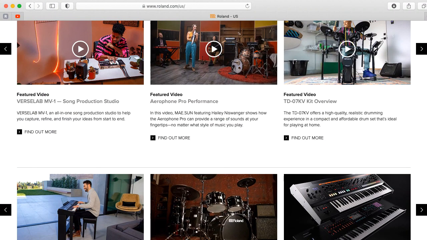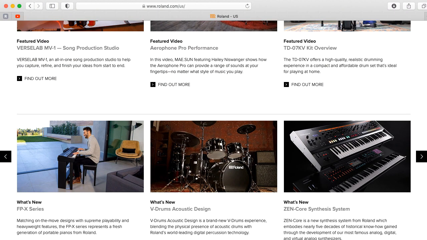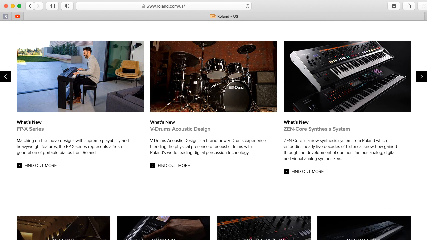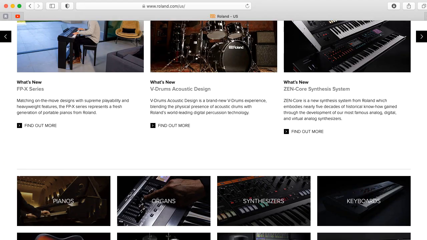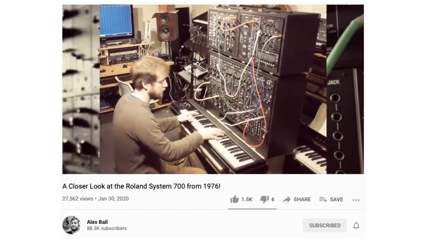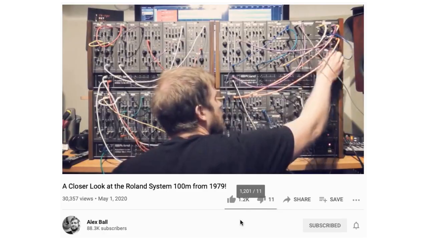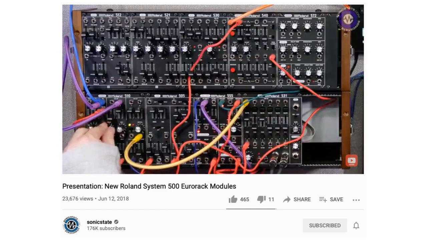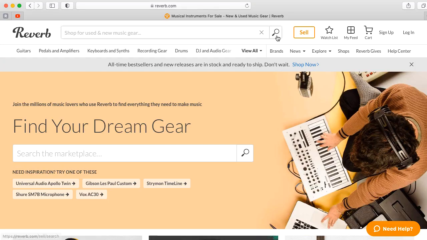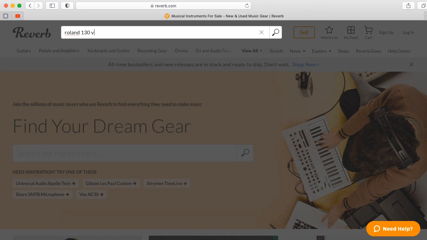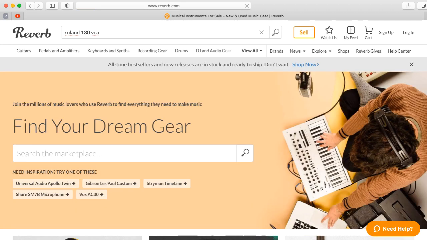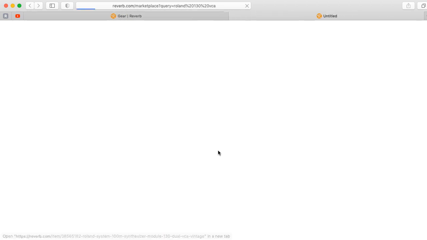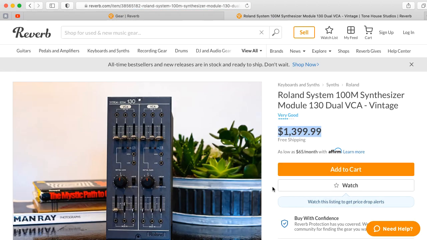The Japanese company Roland has always made so many different kinds of music-making products that it's easy to forget that at one point they, in fact, made modular synthesizers. There was the Roland System 700, the Roland System 100M. Oh, and actually, they're making new modular synthesizers in the Eurorack format. And just for fun, let's see how much a Roland 130 VCA, which is the circuit we're going to analyze, goes for nowadays. Well, okay, there you go.